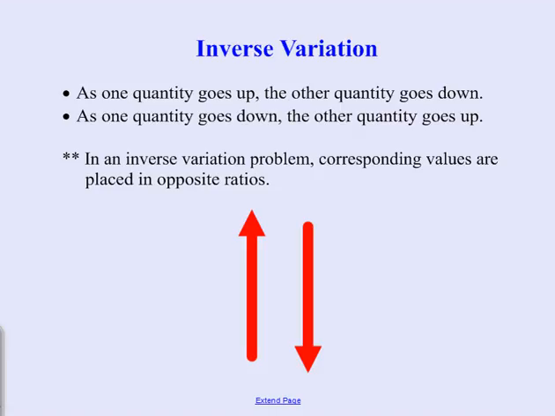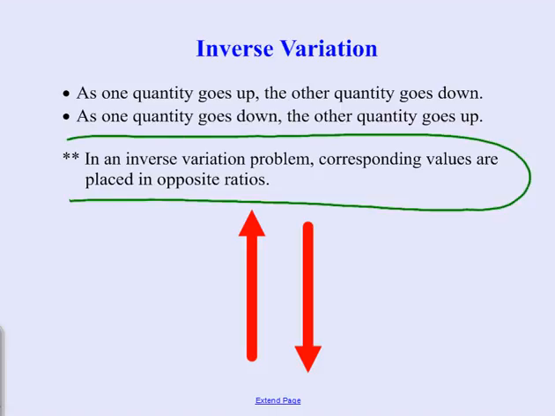All right, next we're going to talk about inverse variation. As one quantity goes up, the other quantity goes down. Or as one quantity goes down, the other quantity goes up. In an inverse variation problem, corresponding values are placed in opposite ratios. This is very important, and this is actually different than what we saw in the last problem that used direct variation. So it'll be very important to remember that in an inverse variation problem, corresponding values are placed in opposite ratios. Let's take a look at an example.